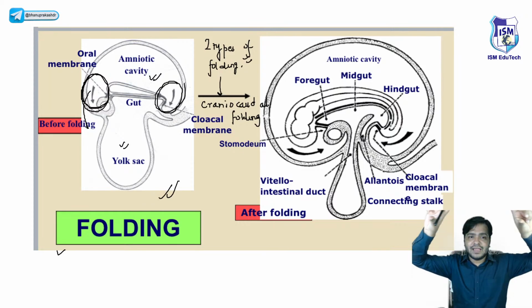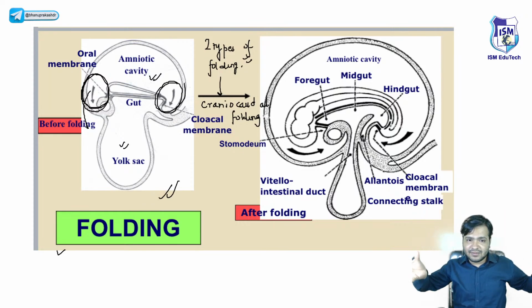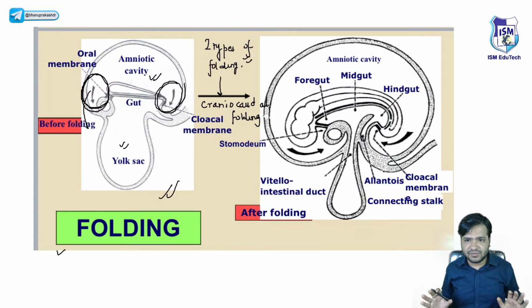So amniotic cavity कहाँ जा रही है, basically from the sides it is going towards the yolk sac, ये बिल्कुल side से आ रहा है, ठीक है. So one from the cranial end and one from the caudal end, and they are just trying to cover the yolk sac.